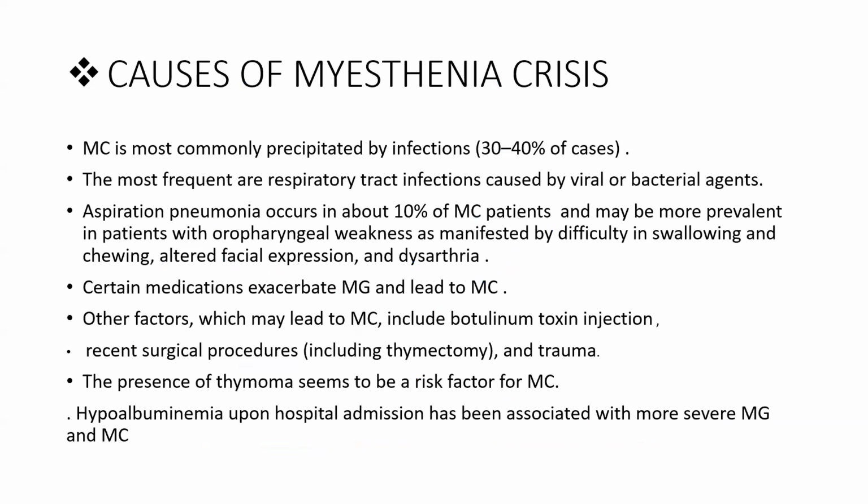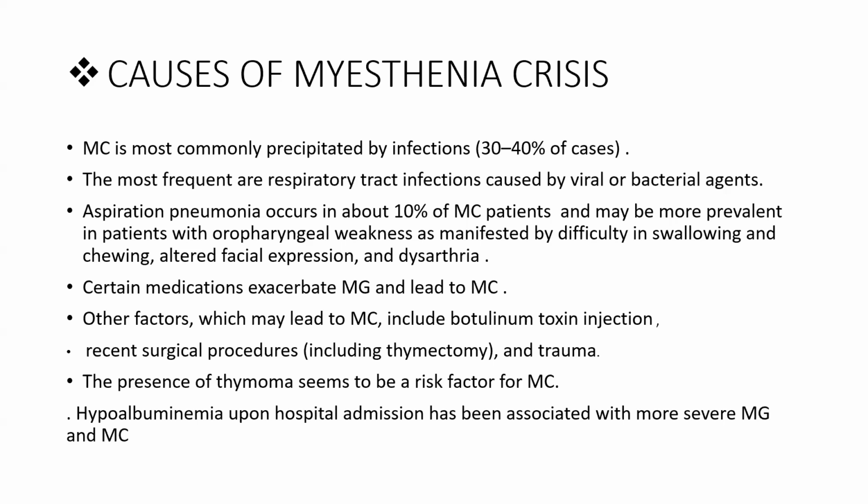Now, causes of myasthenic crisis. Myasthenic crisis is most commonly precipitated by infections. The most frequent are respiratory tract infections caused by viral or bacterial agents. Aspiration pneumonia occurs in about 10% of myasthenic crisis patients and may be more prevalent in patients with oropharyngeal weakness, manifested by difficulty in swallowing, chewing, altered facial expression, and dysarthria.